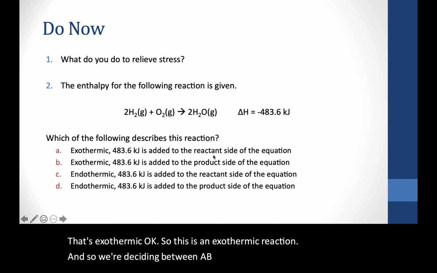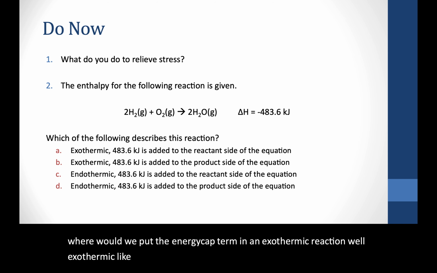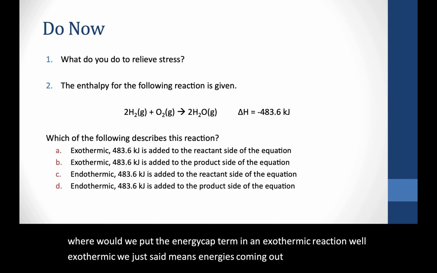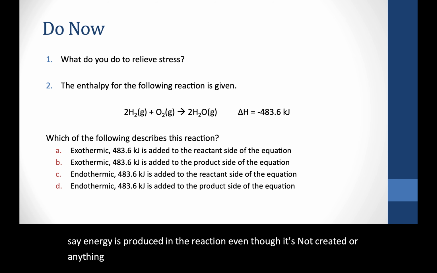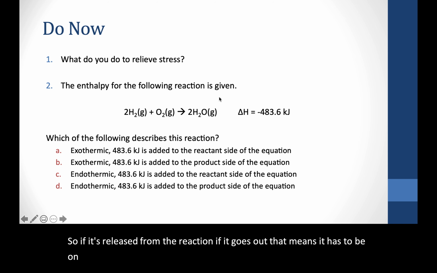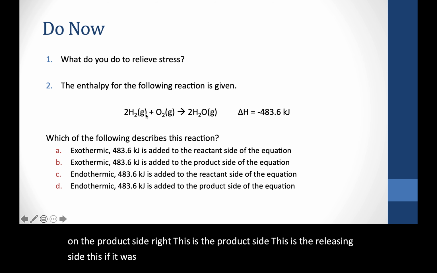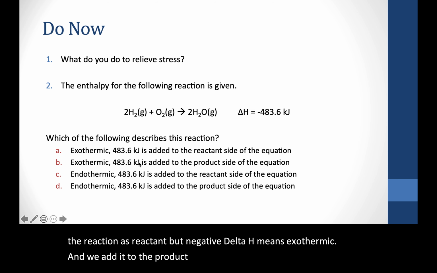So which side? It's basically asking now, where would we put the energy term in an exothermic reaction? Well, exothermic, like we just said, means energy is coming out. Or you could say energy is produced in the reaction, even though it's not created or anything, you can't create or destroy it. So if it's released from the reaction, if it goes out, that means it has to be on the product side. This is the product side. This is the releasing side. This, if it was over here, would be endothermic. It could be going into the reaction as a reactant. But negative delta H means exothermic, and we add it to the product side. So the answer for that one is B.